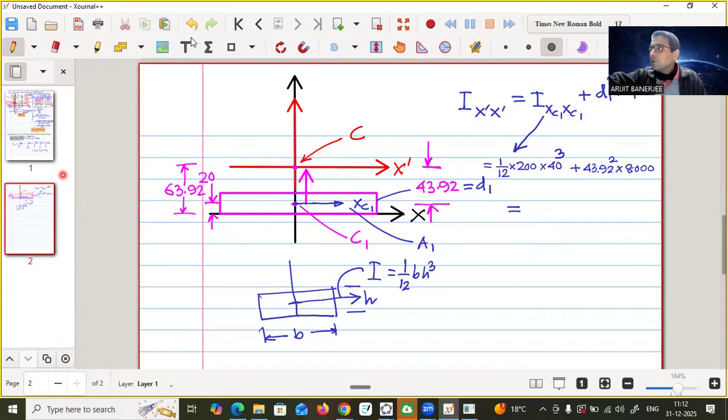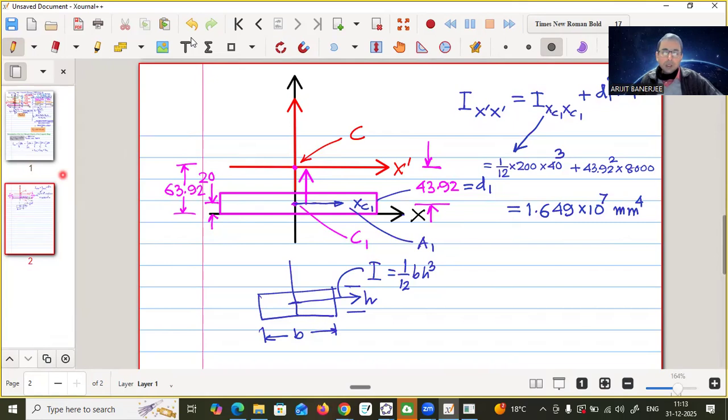Are you following, all of you? 1.649 into 10 to the power 7. What is the unit? Can you tell? Millimeter to the power 4. Exactly. Millimeter to the power 4.